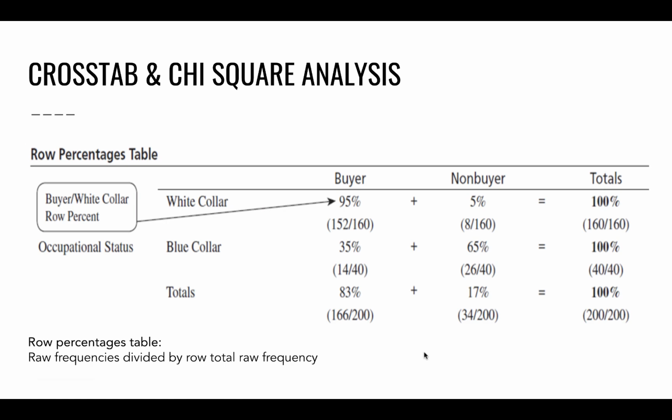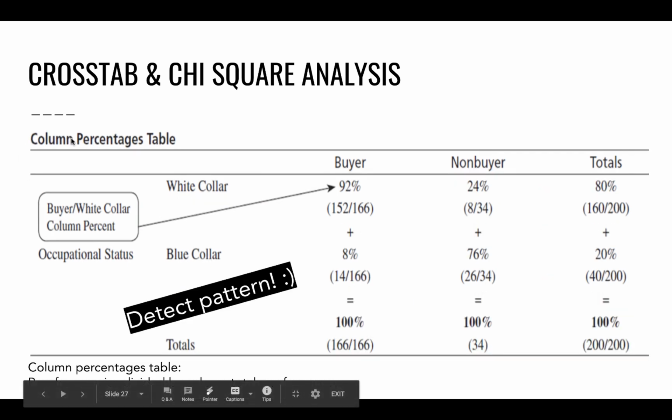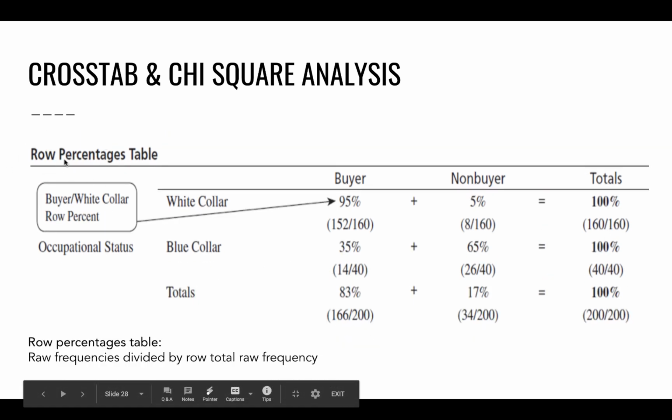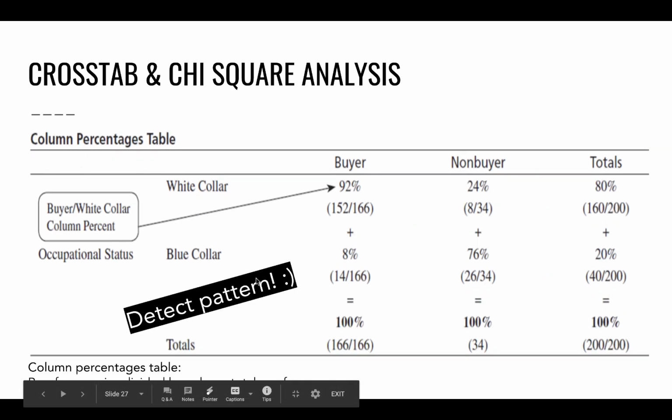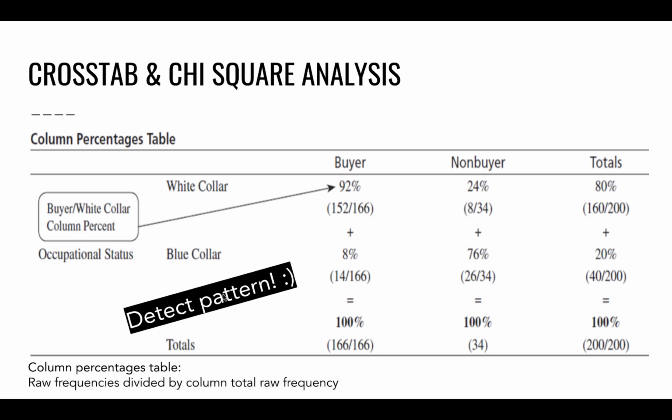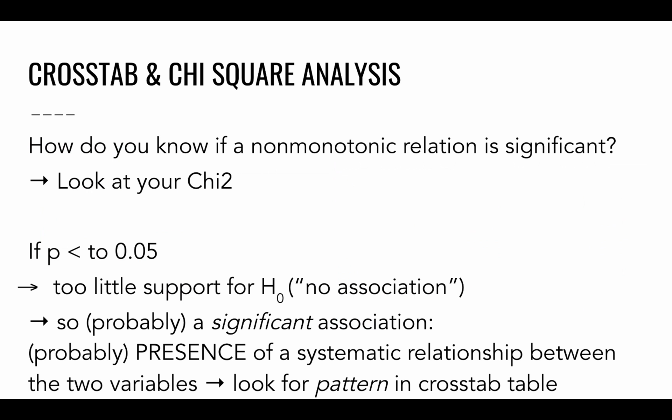So I hope with these examples you get some idea of what a cross-tabulation table looks like and how you can look at it. The most meaningful ways to look at it are by means of the column percentages or the row percentages, because they give you insight into these patterns of relationships between the two variables that you're studying. Now, okay, cool. We can look at these patterns all day long, but how do you even know if a non-monotonic relationship is significant to begin with?